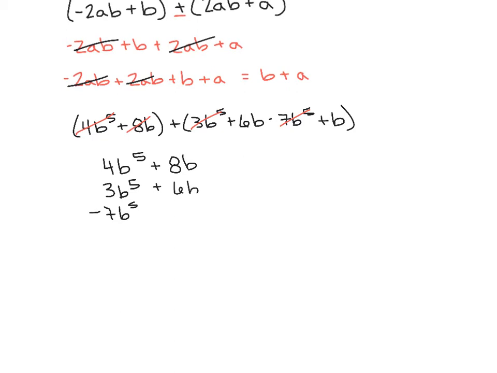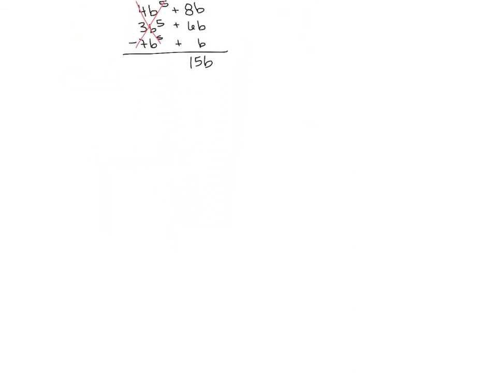and then I have this little positive, is that a 6 or, oh, that's a b too, it looked like a 6 to me. I have another plus b. I should probably write that over to the side. Okay, so I've used everything. And then I just add vertically. 4 plus 3 is 7, minus 7 is 0. So these ones don't matter. 8 plus 6 is 14, plus 1 is 15, and I have 15b as an answer. So let's try another one like that.